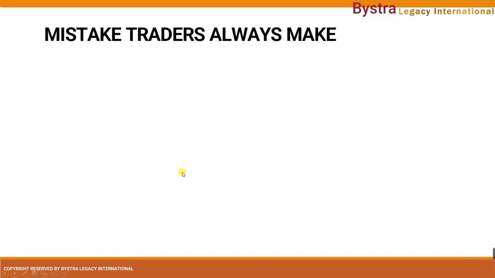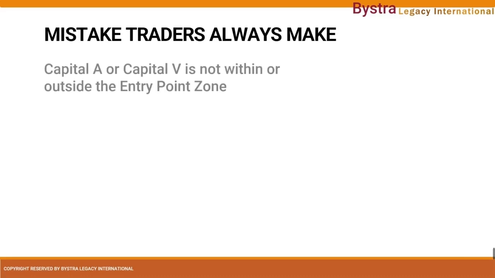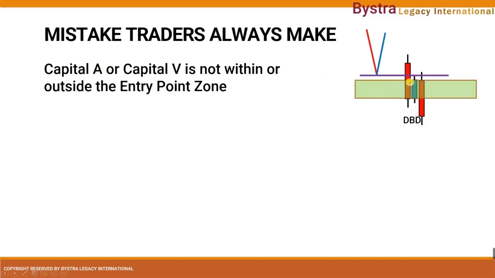Now let's look at some of the mistakes that traders always make. So first of all, a lot of traders do not understand the proper entry point, which is the rally base rally and also the drop base drop. Sometimes they choose an entry point where the resistance or the support is not within the entry point zone, as you can look here, an example.